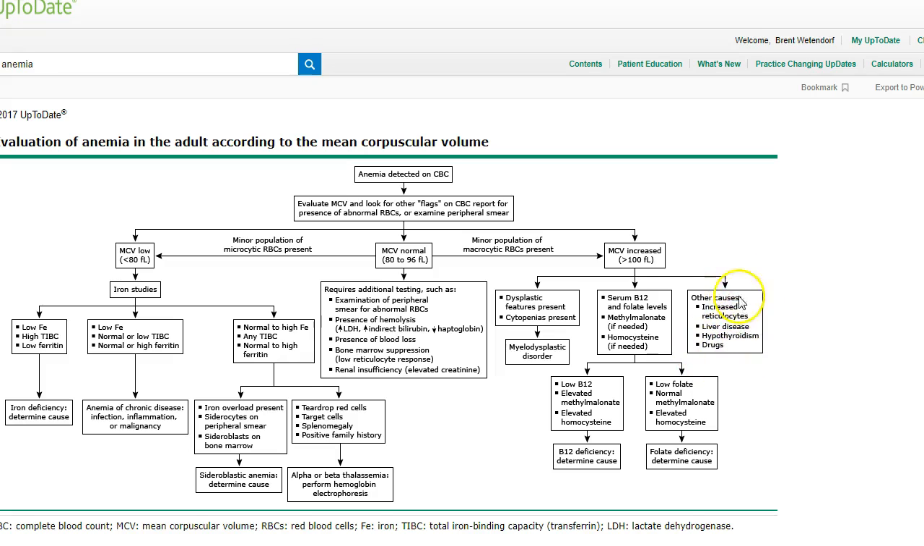And then other causes can be drug-induced, right? Or we know that list of drugs. Chronic liver disease, we've covered that already, and we've talked about thyroid disorders as well. So that's kind of your treatment algorithm. Those are the things that you can work up on your own too before you send off to hematology.